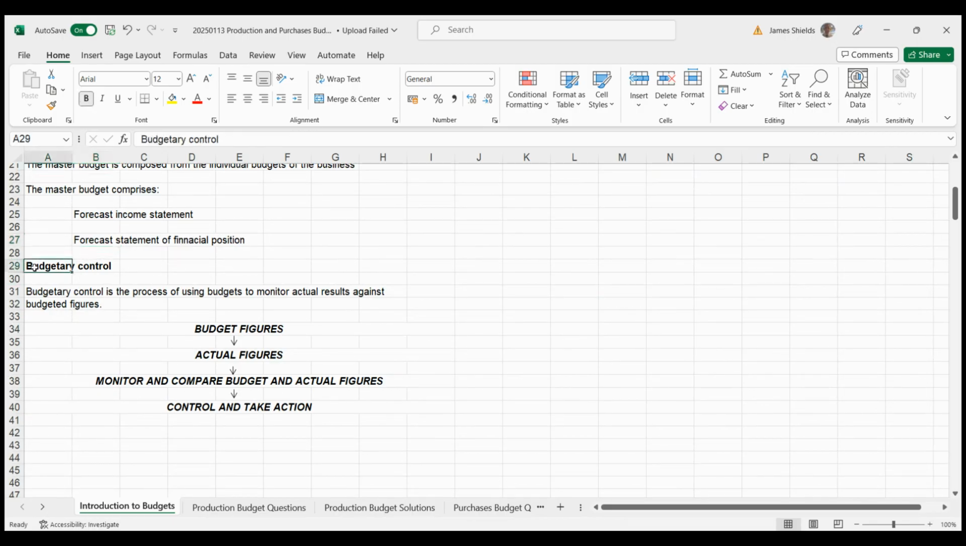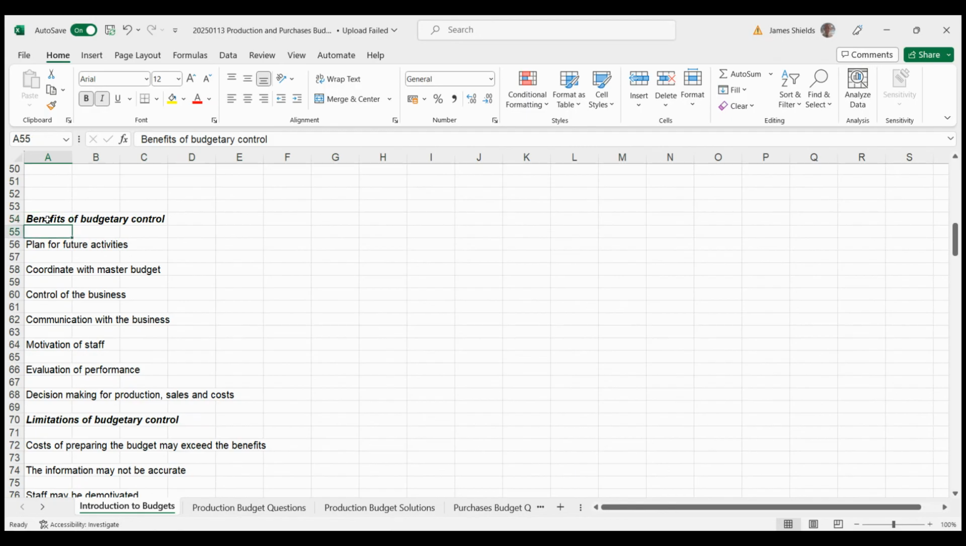Right, budgetary control. Budgetary control is the process of using budgets to monitor actual results against budgeted figures. So you have your budgeted figures, then you get your actual figures, you monitor and compare the budget and actual figures, and then you have control and you can take action.